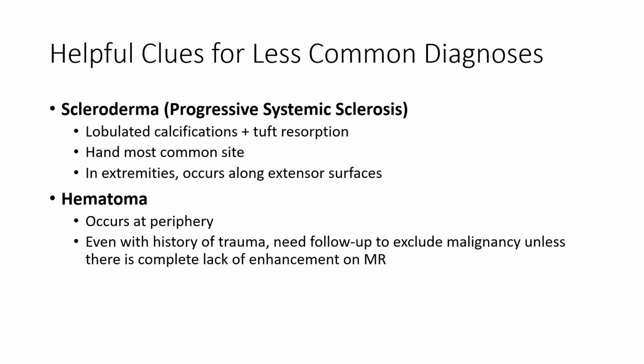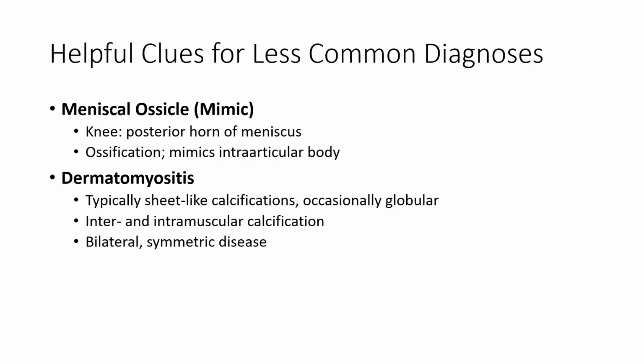Scleroderma: lobulated calcification plus tuft resorption, and the most common site in the extremity is along the extensor surface. Hematoma can be peripheral even with history of trauma; follow-up is needed to exclude malignancy unless there is complete lack of enhancement on MRI.